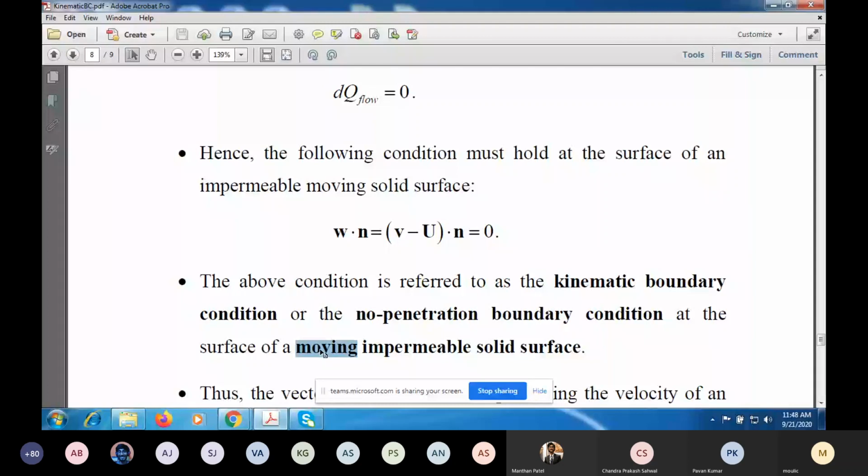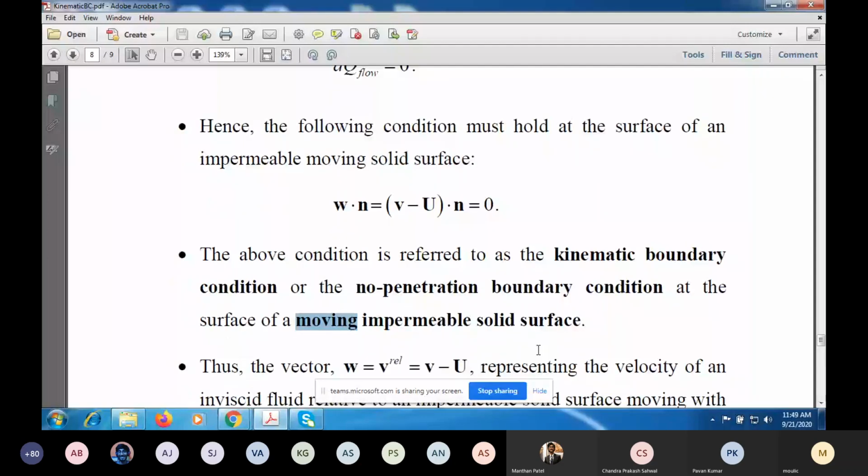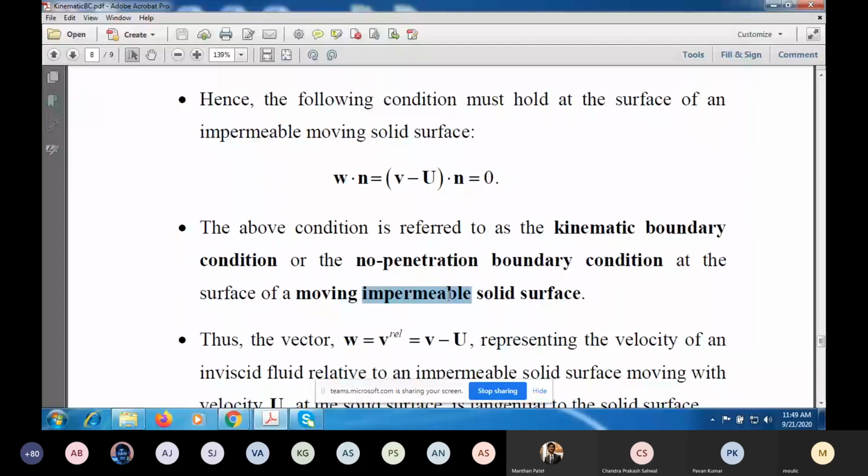So now there are three keywords here. Solid here is still impermeable, but now it is moving, not stationary. Now if it's stationary, then U will be 0 and W dot N will be V dot N. So this condition will reduce to the previous condition when the surface is stationary. So this is more general. You can view this as a generalization.